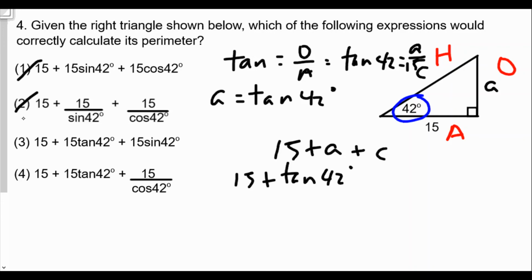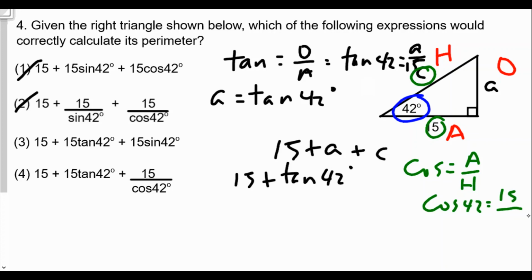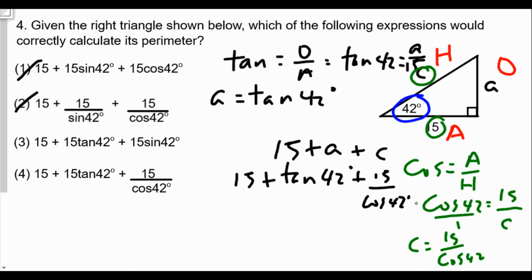Now we will find C. To find C, we're going to use the adjacent over hypotenuse. Because we know this measurement and we're trying to find this measurement, that's going to be cosine equals leg adjacent over hypotenuse. So the cosine of 42 is equal to 15 over C. And so if we switch out C and 42, we get C is equal to 15 over the cosine of 42. Therefore, C is 15 over cosine of 42. Well, that would be choice 4.